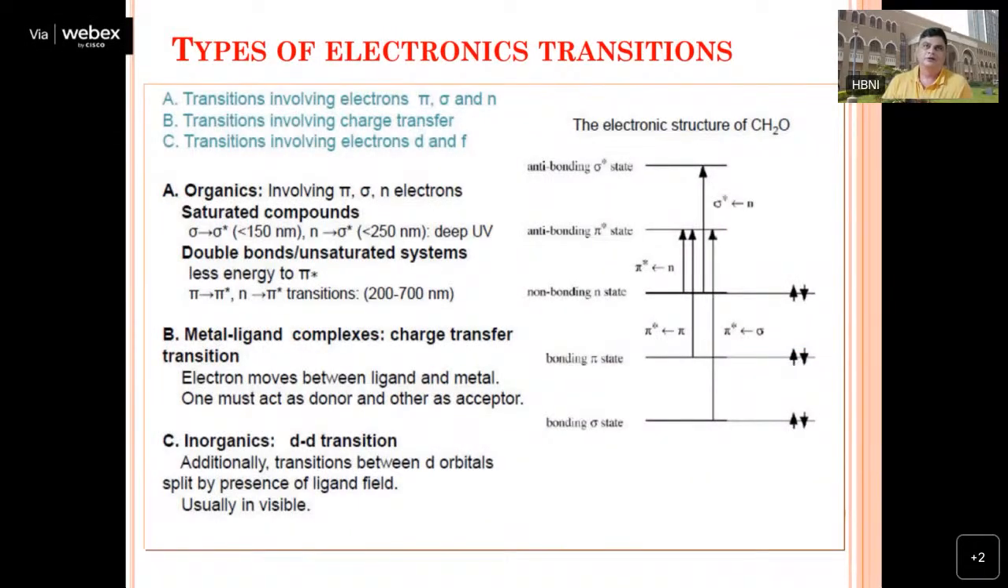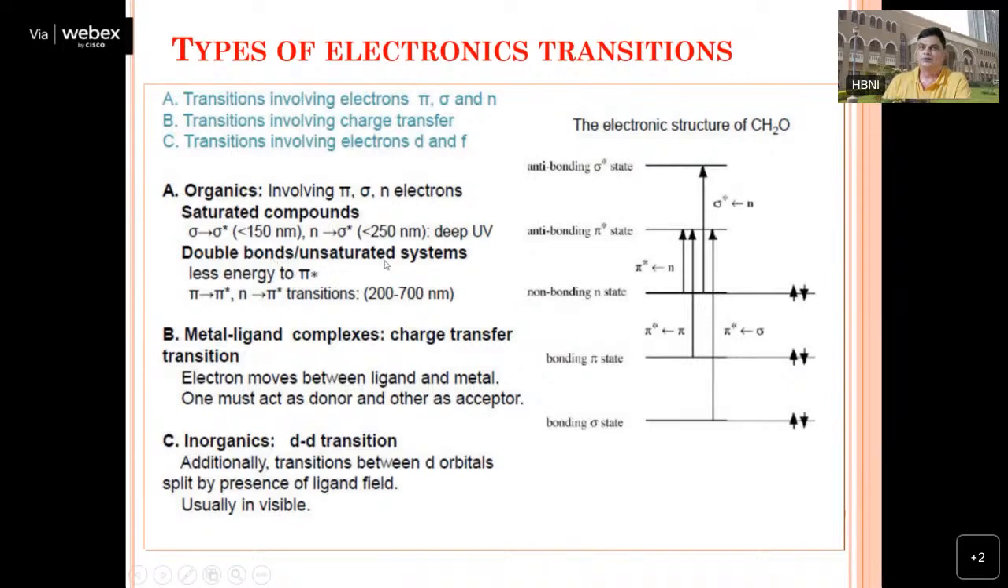Okay, so these are the various kinds of electronic transitions. In the case of organic compounds, which involve pi, sigma, and n electrons, and in a saturated organic compound, most of the transitions are from sigma to sigma star, which comes below 150 nanometers, and then n to sigma star, which is below 250 nanometers. That is the deep ultraviolet region.